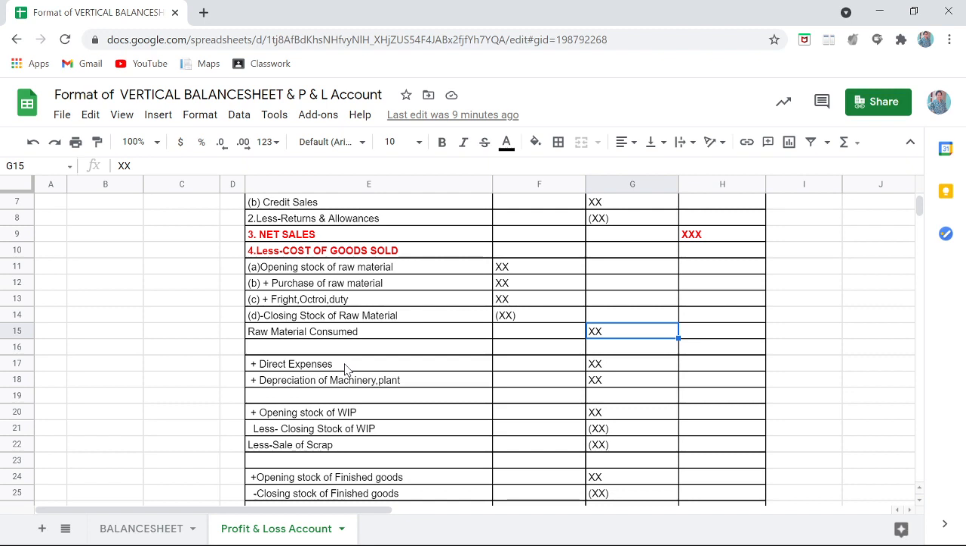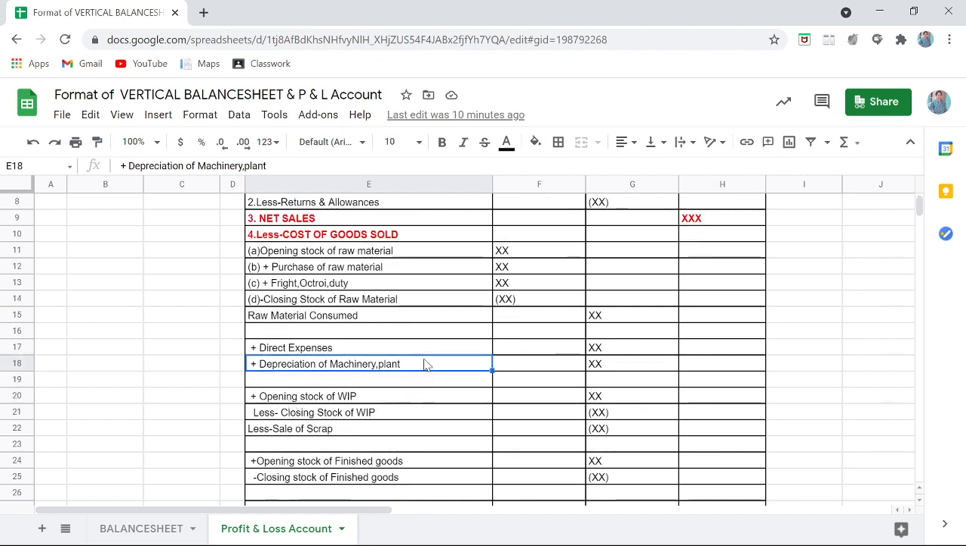Then we will write other expenses which are again related to the manufacturing activity. If you see here, we have written direct expenses, and we have written depreciation of plant and machinery. Why only plant and machinery? Because only plant and machinery are used for manufacturing activity.